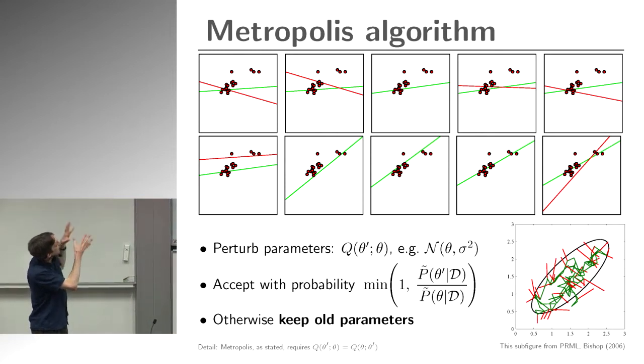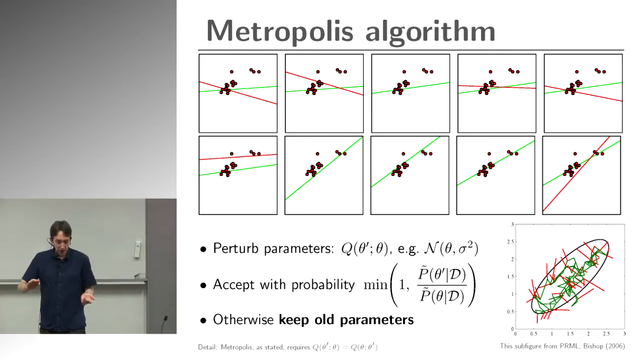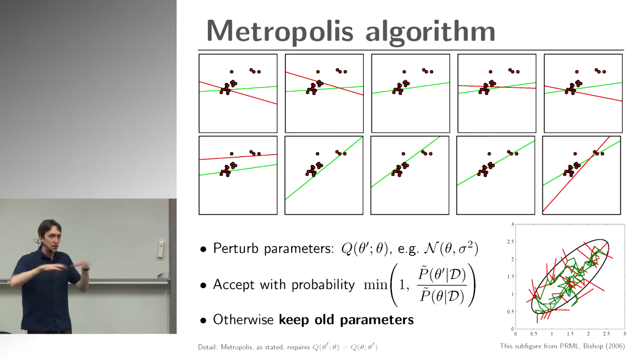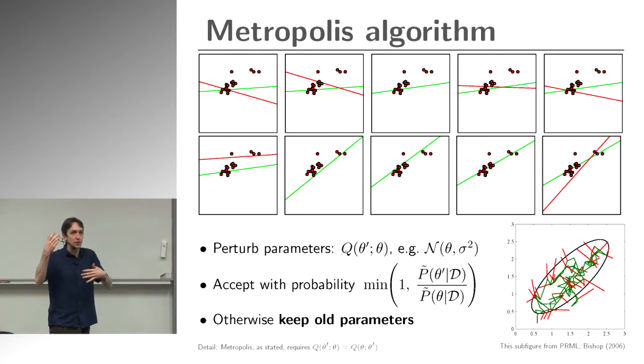So in the algorithm, we start in the top left, and the green line is a setting of the parameters. So everything we don't know, we start with an initial guess. We just set the slope and intercept to some settings. If we had latent variables, we would set all of those to some arbitrary settings. And then we try wiggling them a little bit.